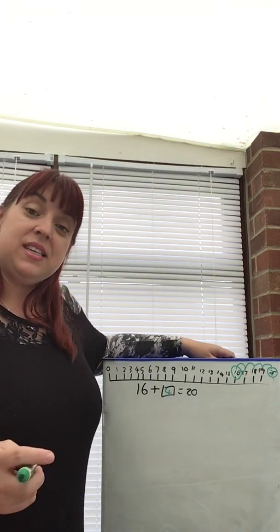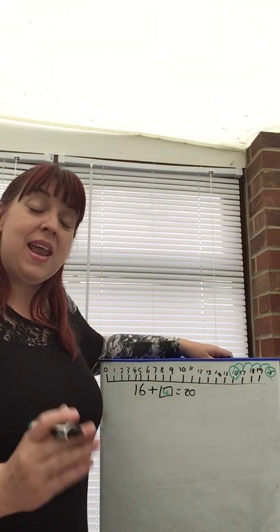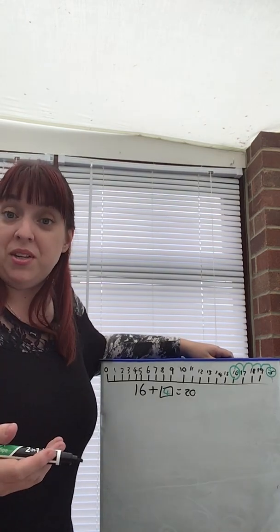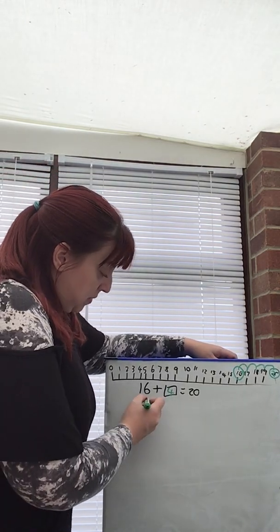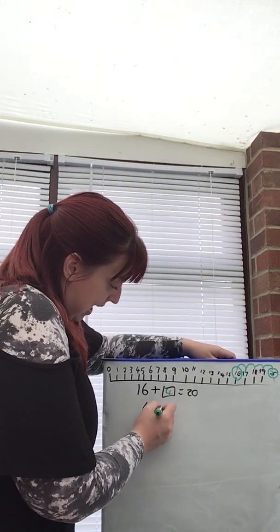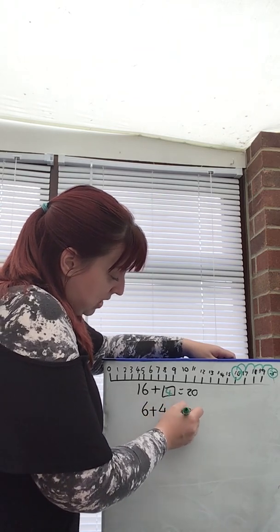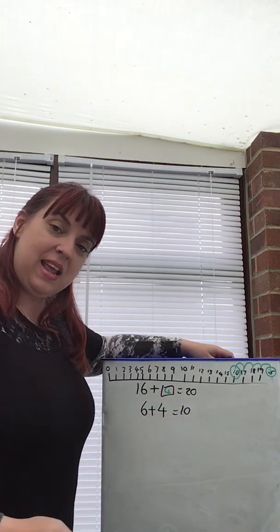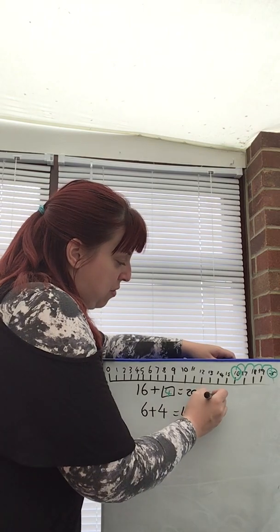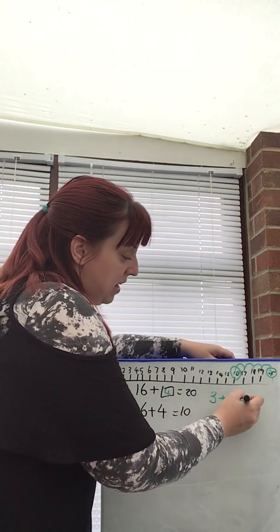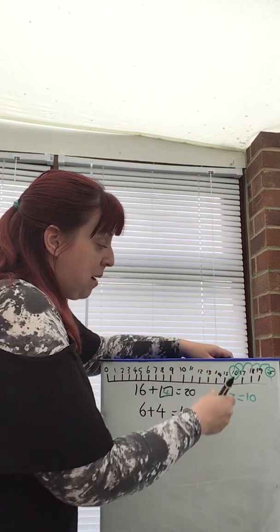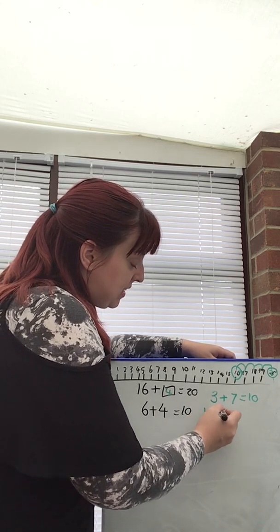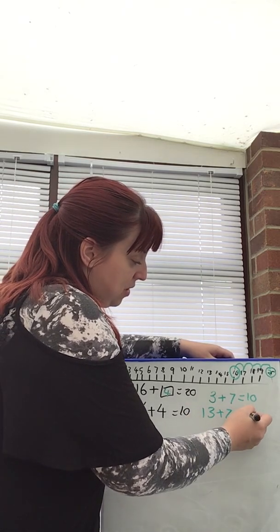Now the children can start to see that number bonds to 10 will have a link with larger number addition calculations to 20. So here, I knew that 6 add 4 equals 10. There's a link here. I know that 3 add 7 is 10, and I could work out by using my number line that 13 add 7 equals 20.